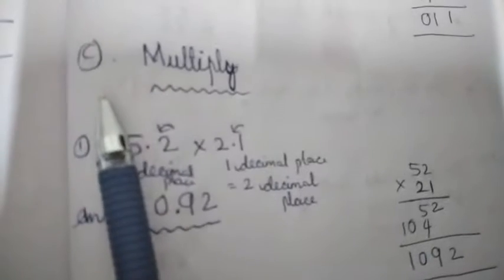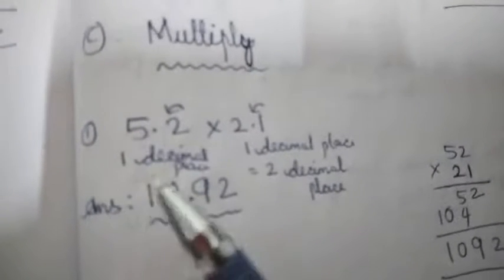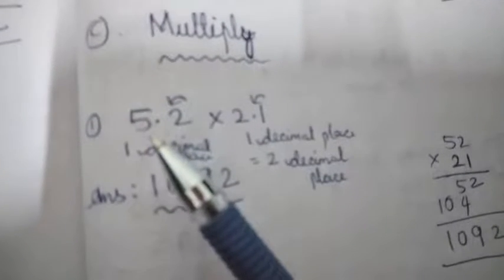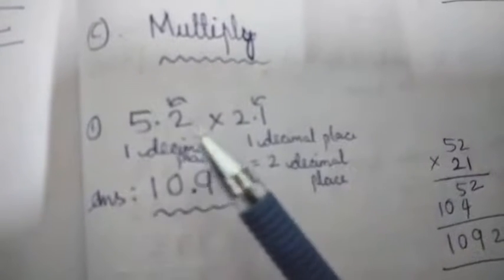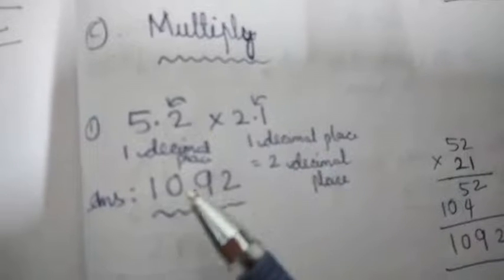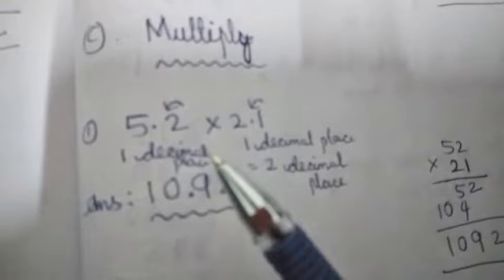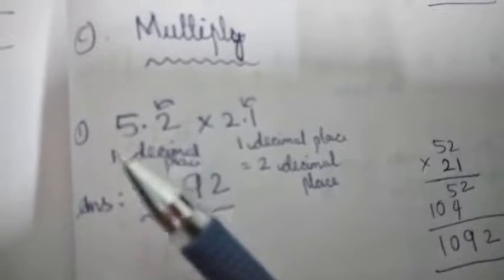Let us move to section C. This is multiply. The question is multiply. Okay. Listen carefully, students. Let us see number 1 sum, given as 5.2 multiplied with 2.1. Okay. First step we have to multiply, right? As we multiply, we will count the decimal places first.